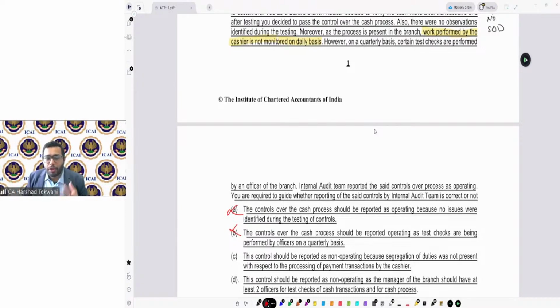The control should be reported as non-operating because segregation of duties was not present with respect to the processing of payment transactions by the cashier. That appears to be correct. The fourth one: the control should be reported as non-operating as the manager of the branch should have at least two officers for test checks of cash transactions and for cash processes. There is no such requirement, so that is not correct. So by default, your correct answer will be C. Absolutely correct, Janvi. So accordingly, the relevant and correct answer will be C in the current case.